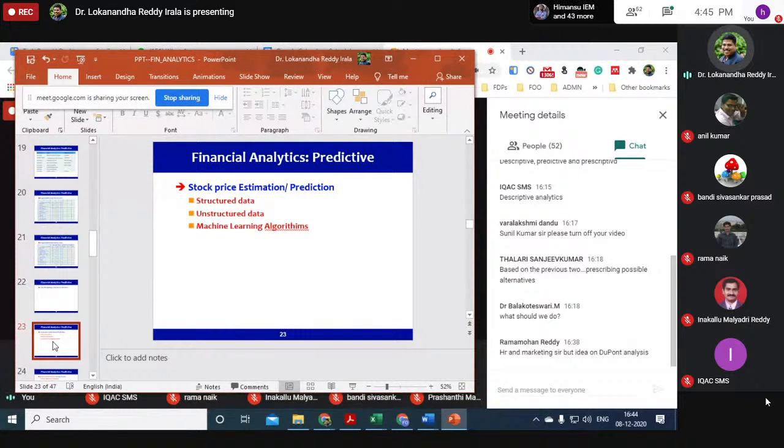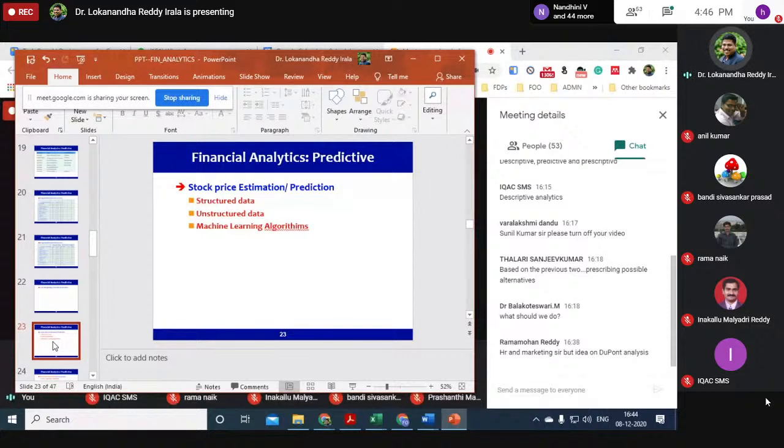Then you have the stock price estimation. This is where today we have most of the glamour coming into the financial analytics arena. We used to commonly look mostly at structured data. Structured data means data that has been purely organized, in columns and rows. Mostly the financial data is structured. So we thought we cannot have unstructured data. But today we are breaking this myth.